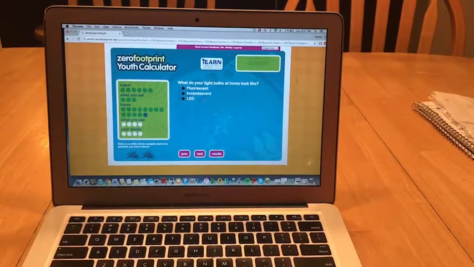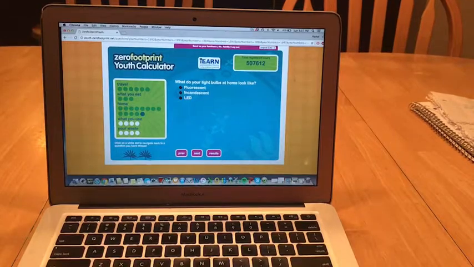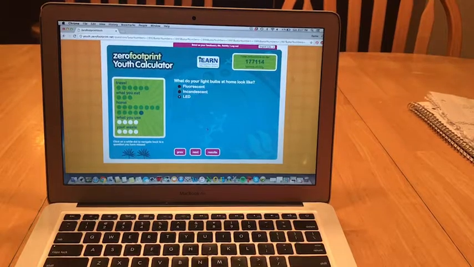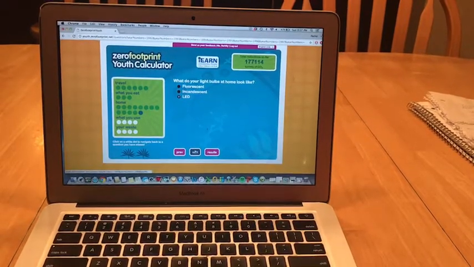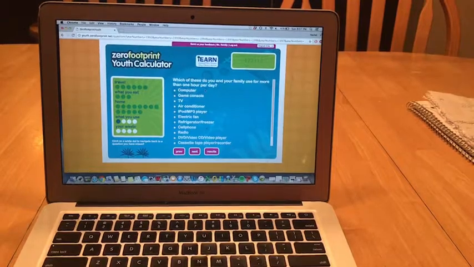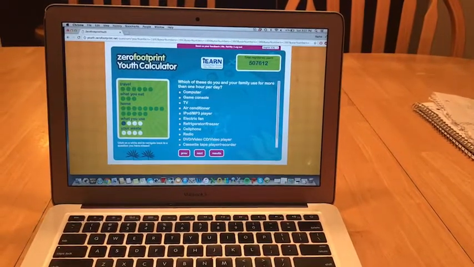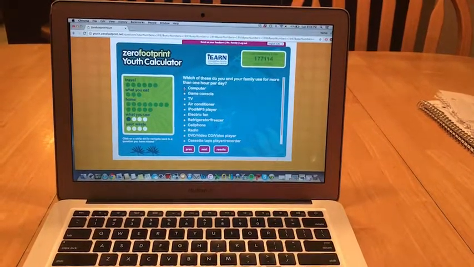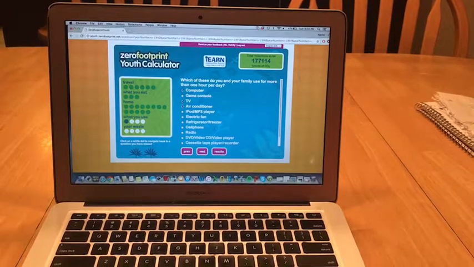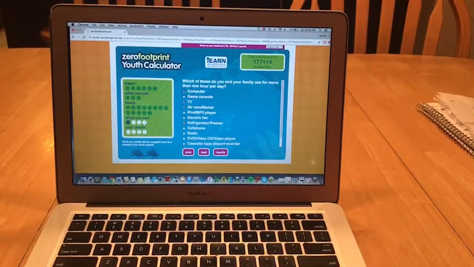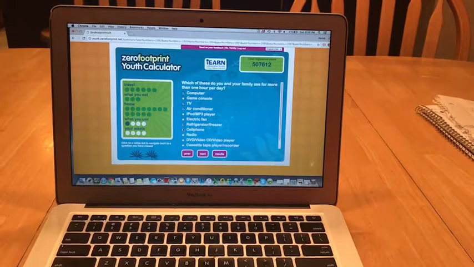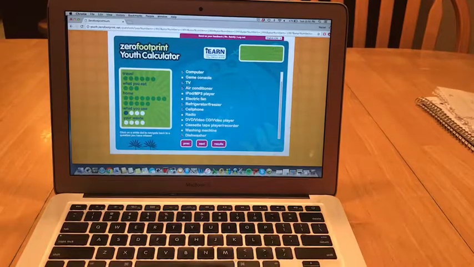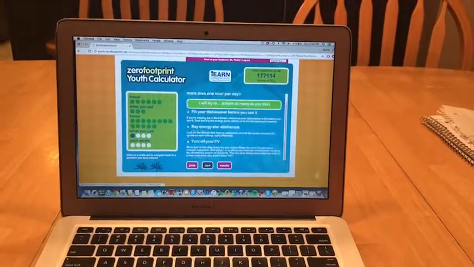What do your light bulbs at home look like? If you don't know, if they're the swirly ones, they're the LED ones. If they're not, they're most likely the fluorescent ones or the incandescent ones. Which of these do you or your family use more than 1 hour per day? So this is going to be very different for anyone else. For me, I'm going to say my computer, my TV, probably my air conditioner, my refrigerator for sure, my cell phone, and maybe my dishwasher. So I'm going to click next.